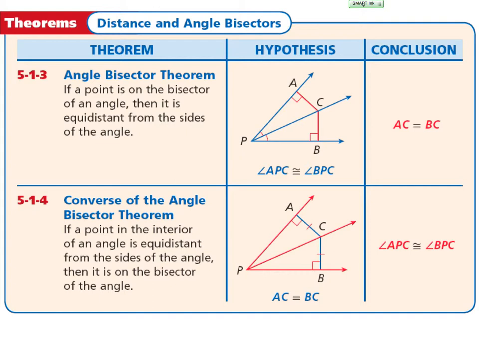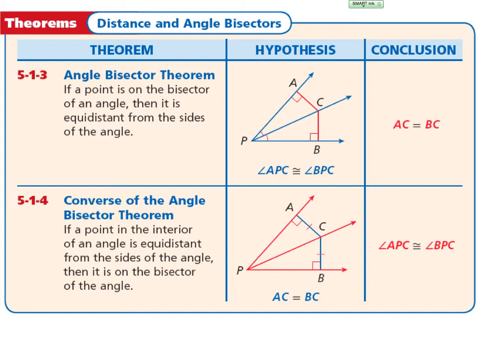So your angle bisector theorem: if a point is on the bisector of an angle, then it is equidistant from the sides of the angle. That picture up there is what I did on the board, probably similar to what you did. Notice it's perpendicular with the side. The perpendicular isn't at the angle bisector, it's at the side.